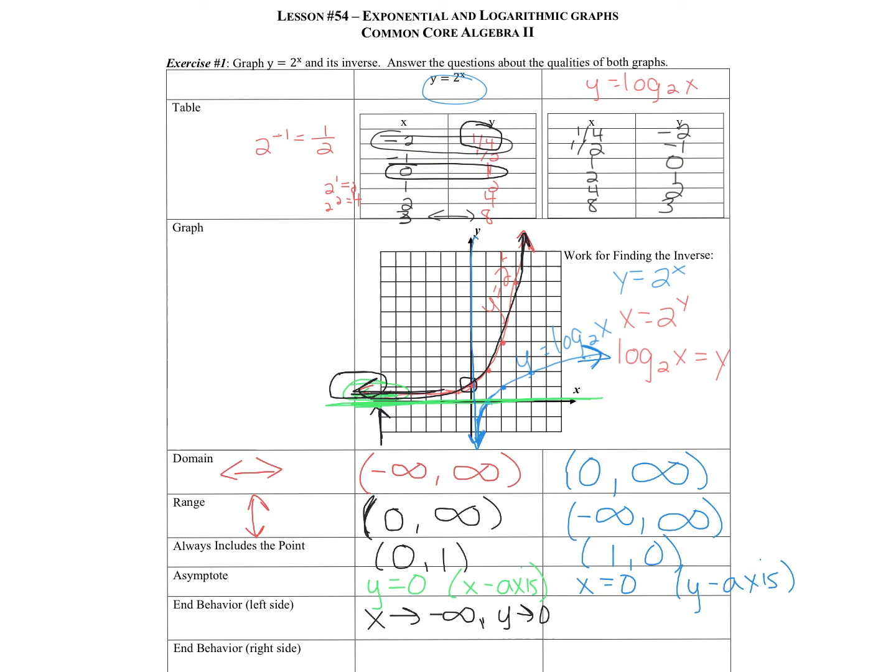If I go in the other direction, towards positive infinity, on this side of the graph, both the x and the y values are going towards positive infinity. So the end behavior on the left side, as x goes back to negative infinity, y doesn't go to negative infinity, it only goes towards 0. It doesn't get there, doesn't touch it, but it goes towards it. In the other direction, both are going towards positive infinity.